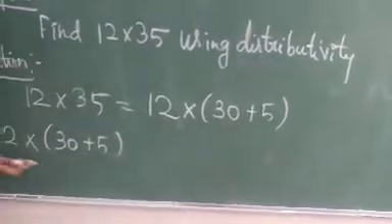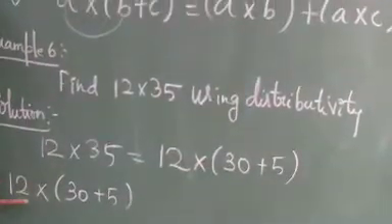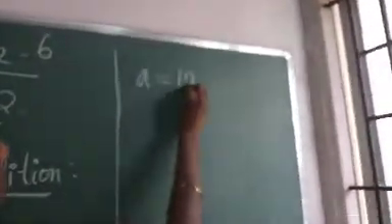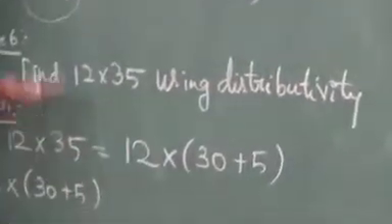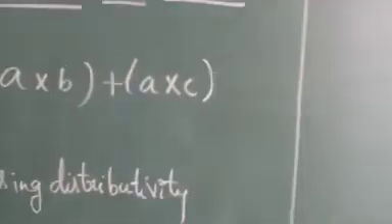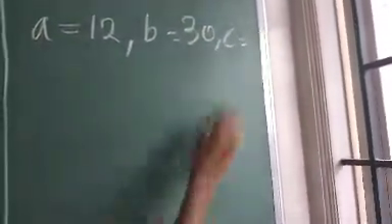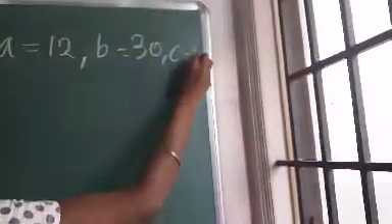Now you compare this with the general form. Instead of A, what is given? A is 12, so you consider A as 12. And instead of B, you simply compare this. What number do we have here? 30. So B takes the value 30. And instead of C, what do we have here? 5. So C takes the value of 5.